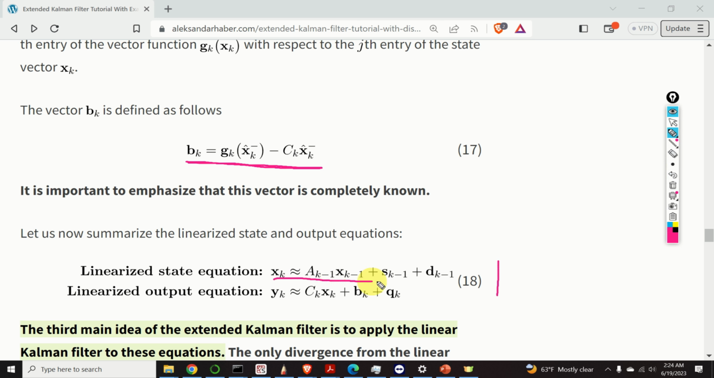This is the state equation, and this is the output equation. The third main idea of the extended Kalman filter is to apply the linear Kalman filter to these two equations. However, we slightly diverge from the application of the linear Kalman filter by actually using the nonlinear state equation of our original system to propagate the state estimates over time.